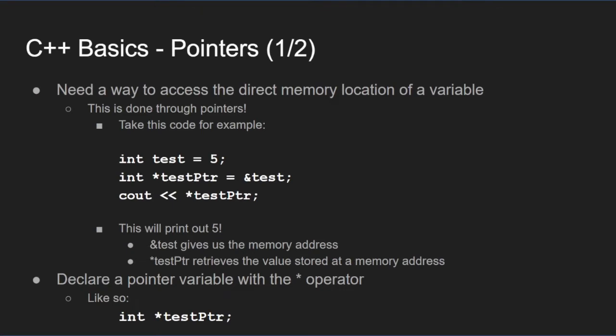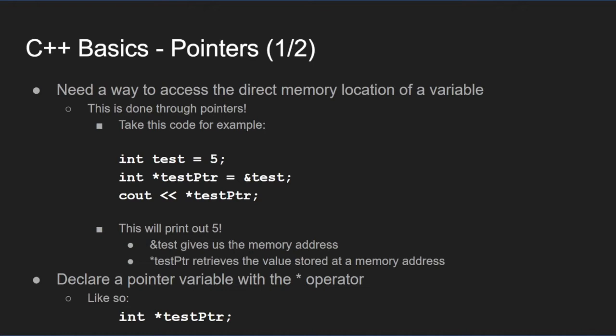And now into some C++ basics. We're going to quickly go through pointers and explain what's going on with all that. So we use a pointer if we need to access the direct memory location of a variable. So not the content of the variable, but where that variable is in memory. So we use a pointer to do that.